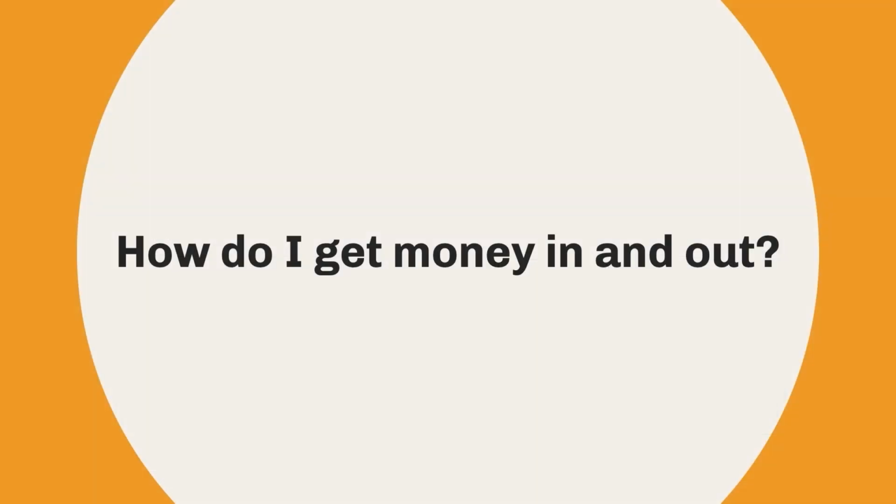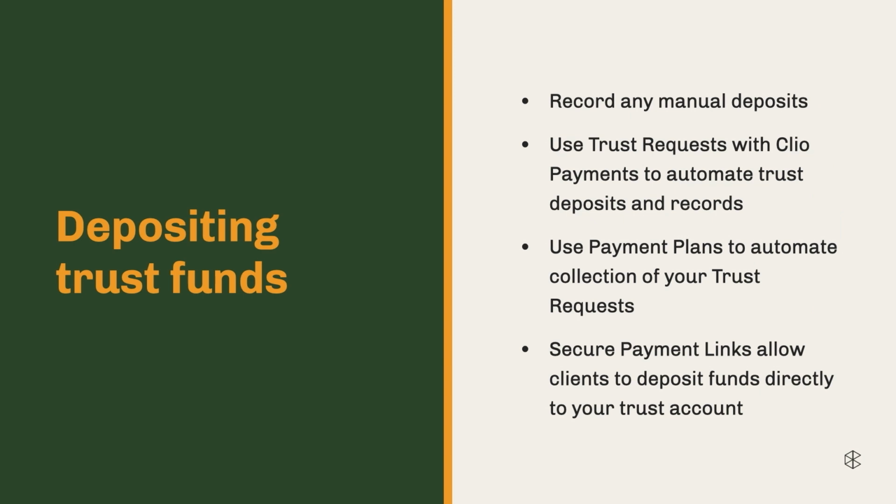All right, so how to get money in and out of the trust account? For depositing trust funds, you want to record any manual deposits, your cash or check. You want to use trust requests with Clio payments to automate the trust deposits and records. You want to use payment plans to automate the collection of those trust requests. You can use things like secure payment links to allow clients to deposit funds directly into your trust account via a payment link that you may send them.